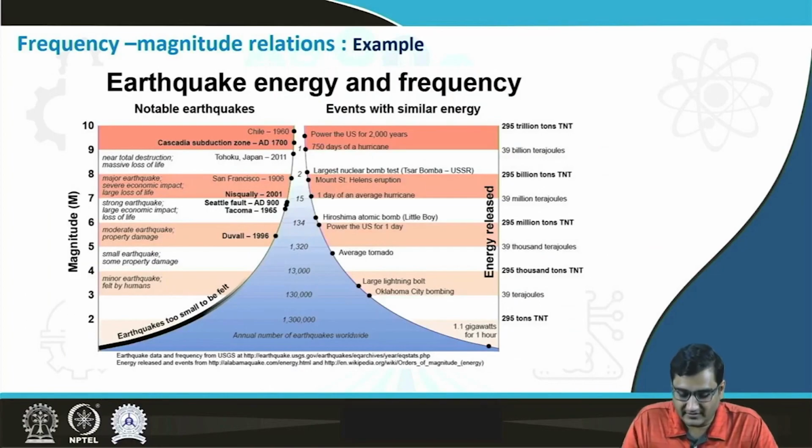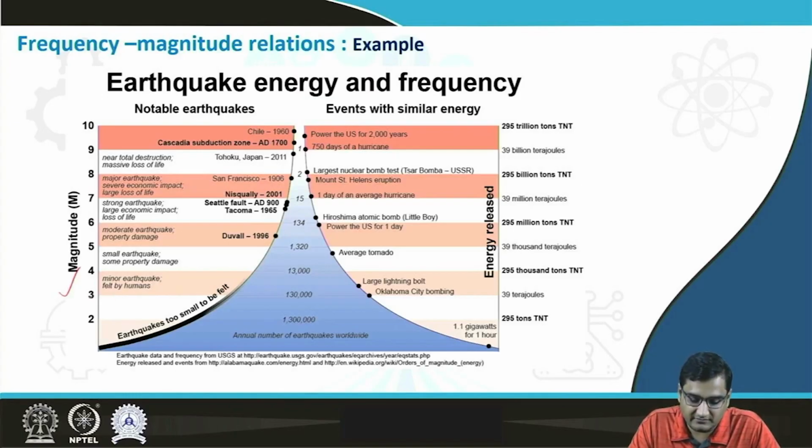And this figure indicates the magnitude of the earthquakes and the energy released by those earthquakes, compared with some artificial phenomena as well as natural phenomena. You can see on the y-axis on the left side, the magnitudes are given, 2, 3, 4, 5 likewise. Some properties are also written, and their classification is also given there.